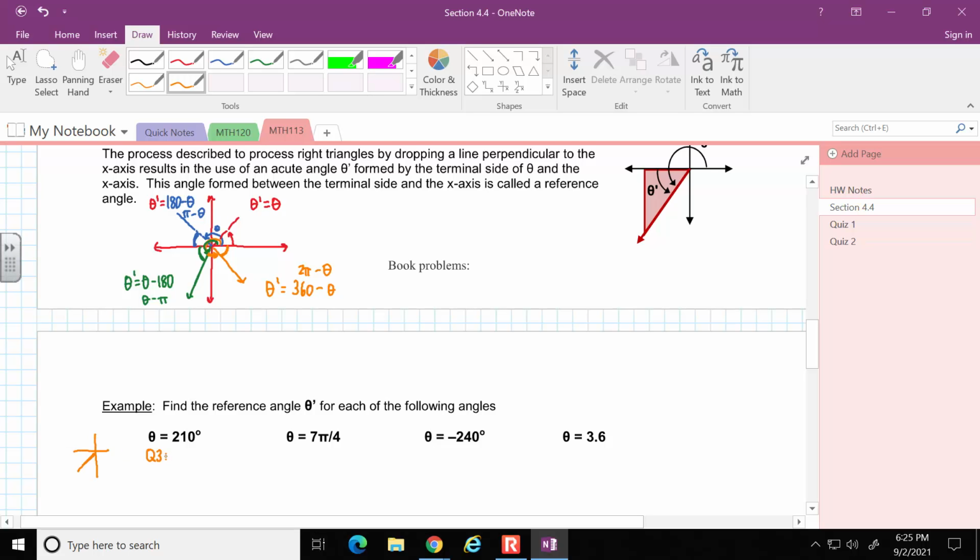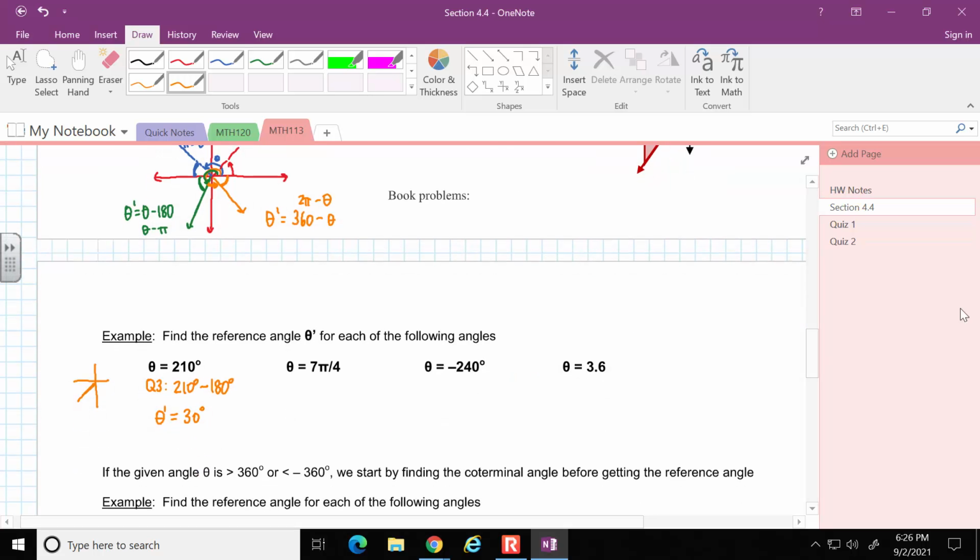Based on that, I'm going to take this knowledge up here and say, well, that's going to be 210 minus 180. So it gives me a theta prime of 30 degrees. That would be my reference angle. Okay. Does that make sense? So that's the angle between my terminal side and the x-axis.